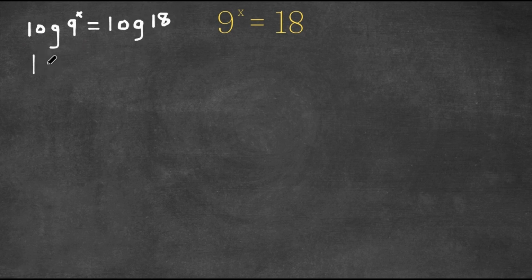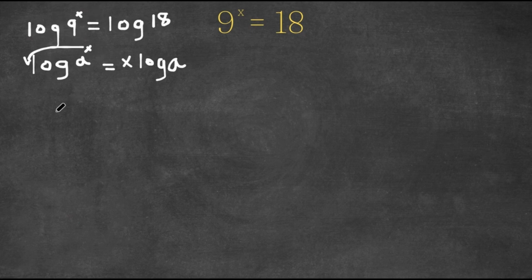If we have something in the form log a to the power of x, this is known as the power property, and what it means is that we can move this exponent in front of the log, meaning this would also equal x log a. So I'm going to change log 9 to the power of x into x log 9.